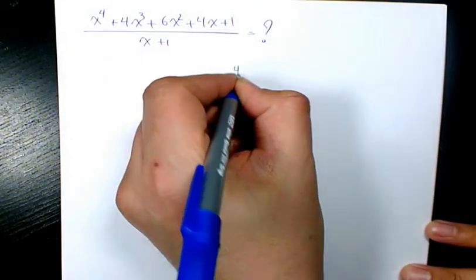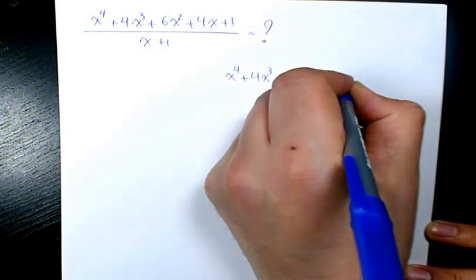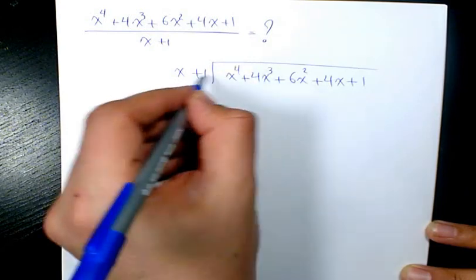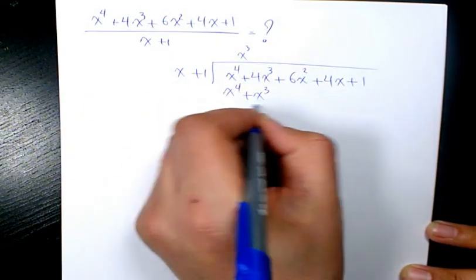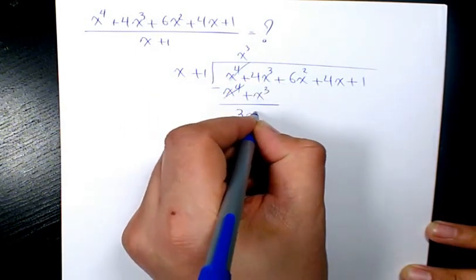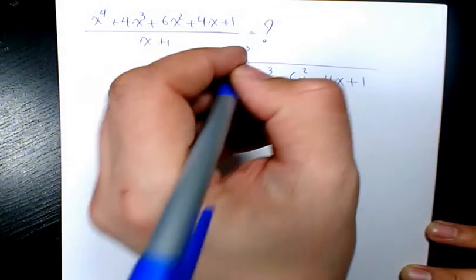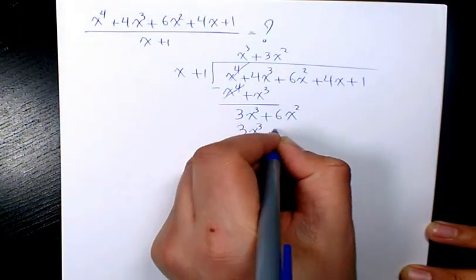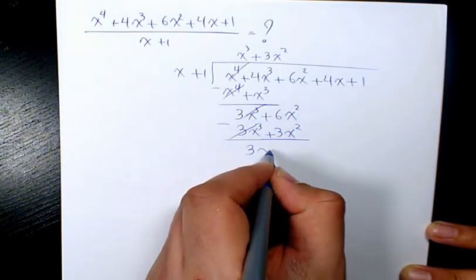We have x to the power 4 plus 4x cubed plus 6x squared plus 4x plus 1 divided by x plus 1. x to the power 4 divided by x is x cubed. Multiply, it's going to be x to the power 4 plus x cubed. Subtracted, these two cancel out. 4x cubed minus x cubed is going to be 3x cubed. 6x squared. 3x cubed divided by x is going to be 3x squared. Multiply that, it's going to be 3x cubed plus 3x squared. These two cancel out. 6 minus 3 is going to be 3x squared.